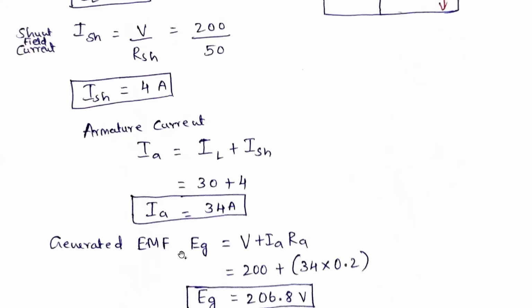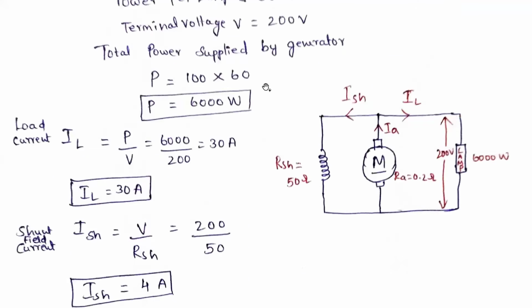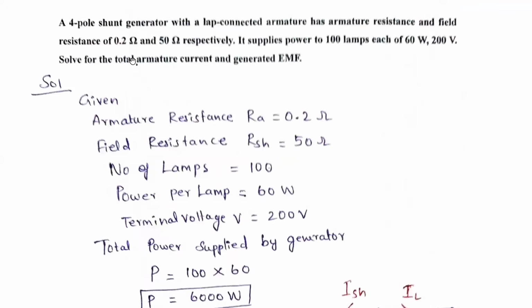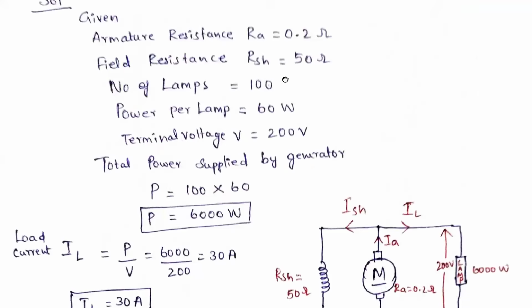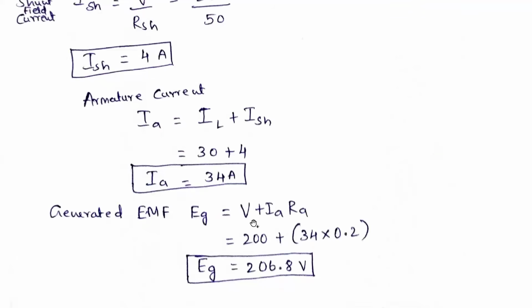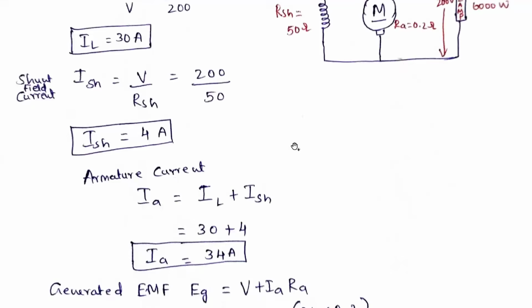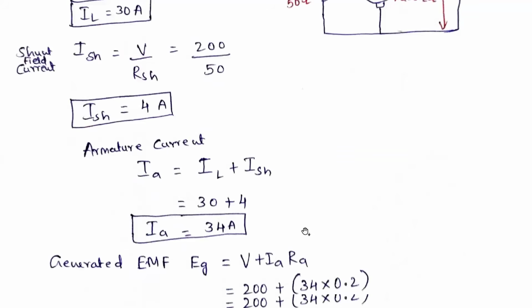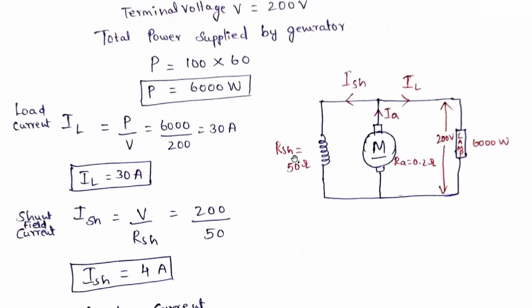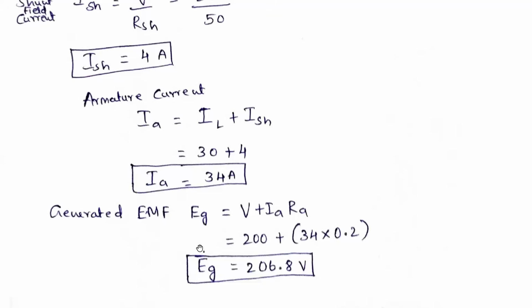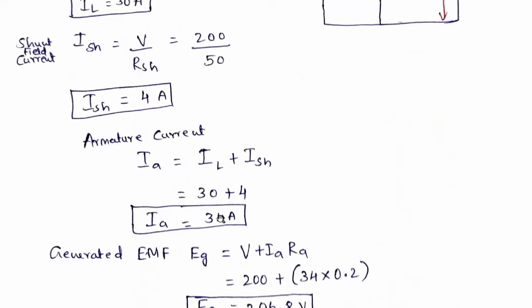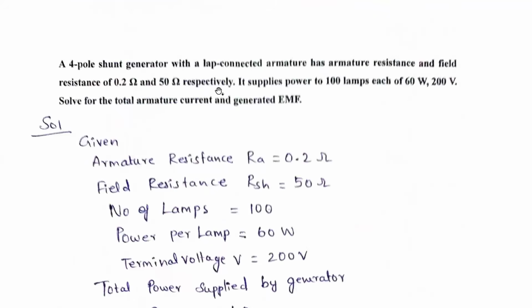Now the generated EMF, because the problem asks for the total armature current, which we calculated, and the generated EMF. So generated EMF EG we need to calculate. EG is equal to V plus IA into RA. Terminal voltage V is 200 volts, given in the problem. Next IA into RA: IA we calculated as 34, into RA, the armature resistance given in the problem, that is 0.2 ohms. When we multiply, we get the generated EMF. EG is equal to 206.8 volts and armature current IA is equal to 34 amperes. So this is the answer for this particular problem. Thank you.